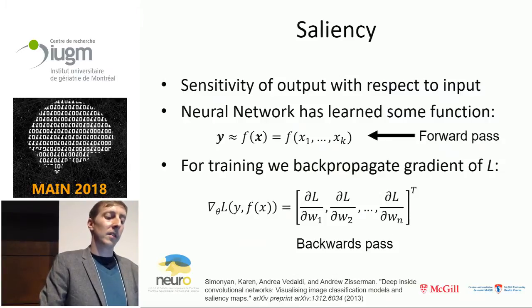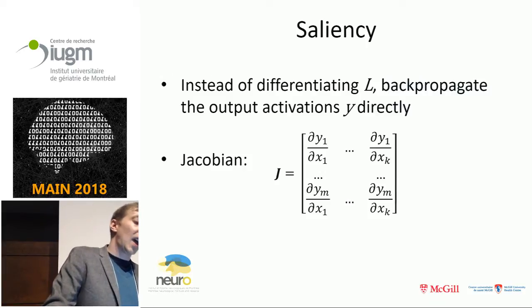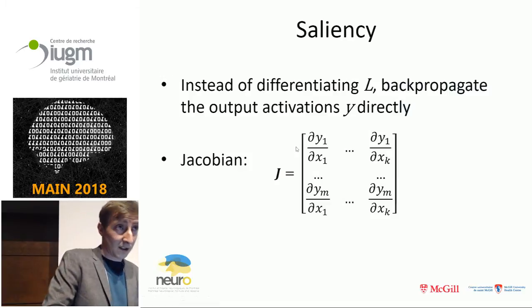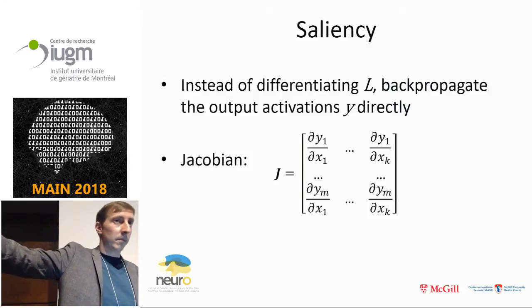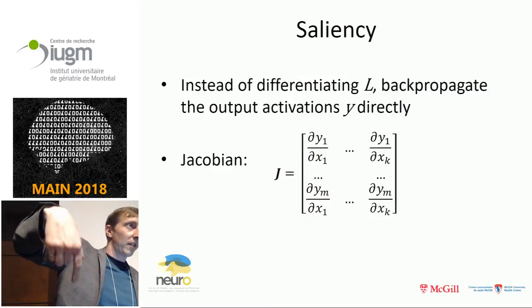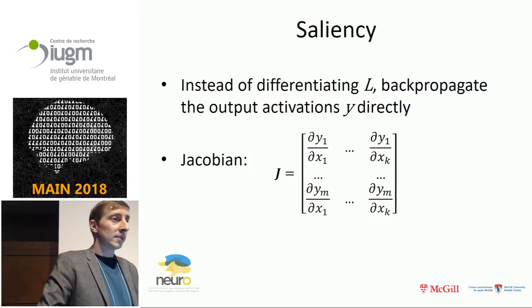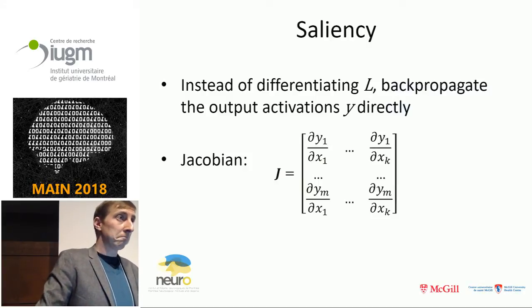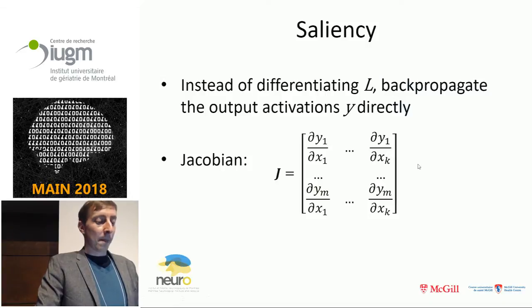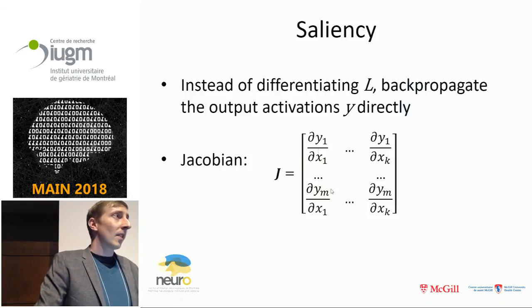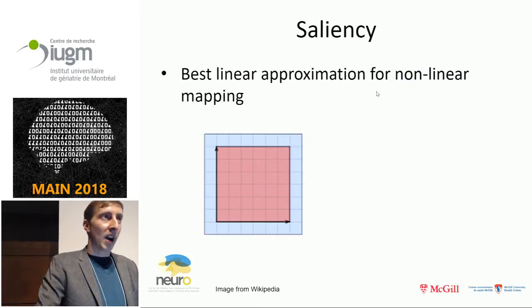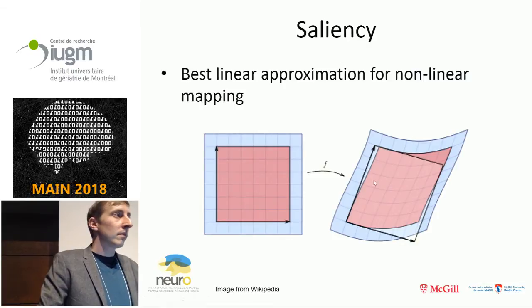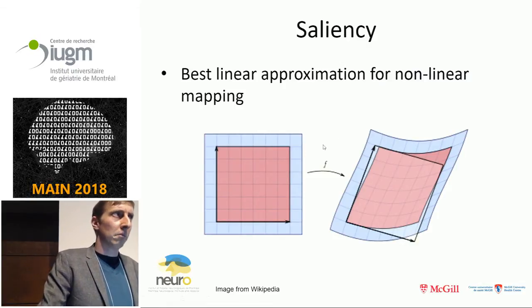This is sort of difficult to understand. But instead of taking the gradient of the loss function with respect to the weights, we now take the gradient of the output prediction, which is some function of the input, and we take a first derivative of that with respect to what we put in. This is actually the Jacobian, which I didn't fully understand until I made this talk. This Jacobian is different for each class. Basically this first derivative is the best linear approximation for some nonlinear mapping.